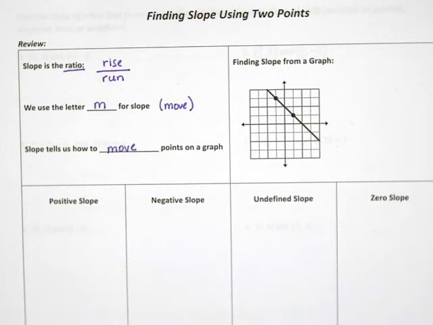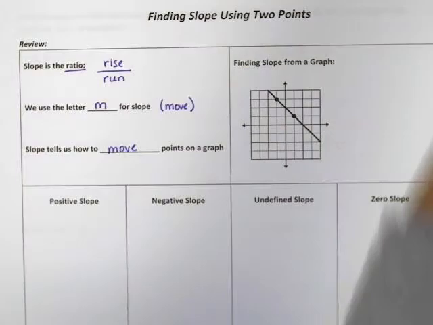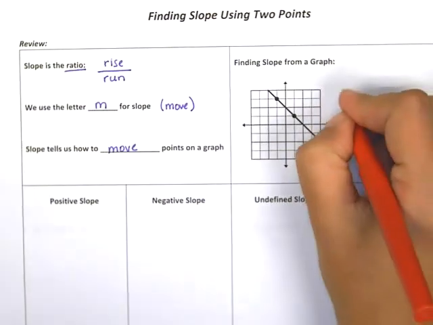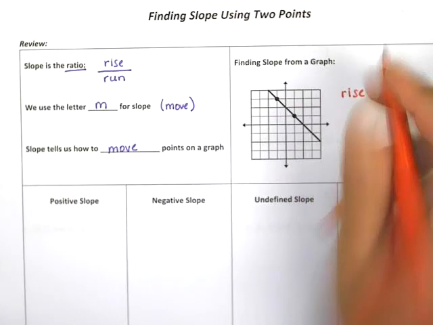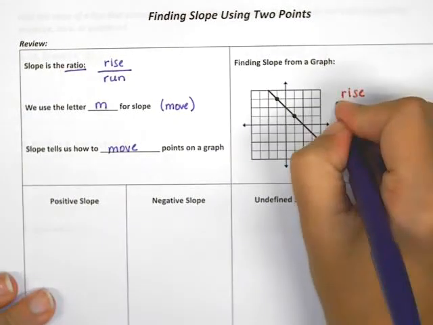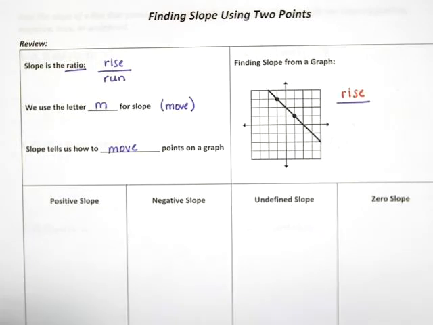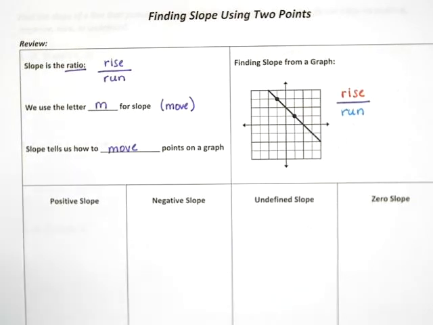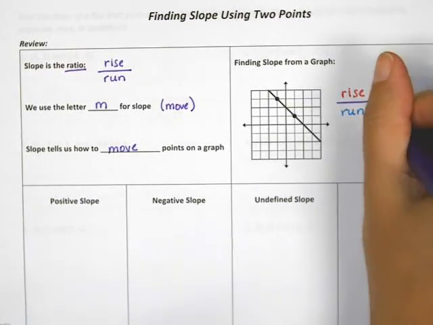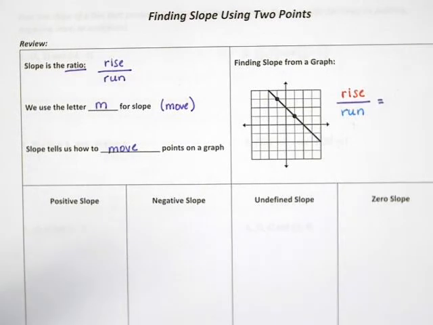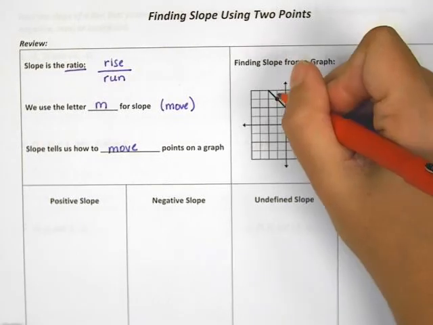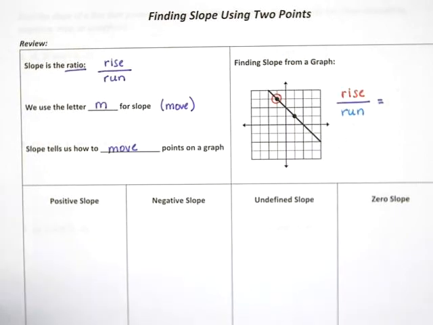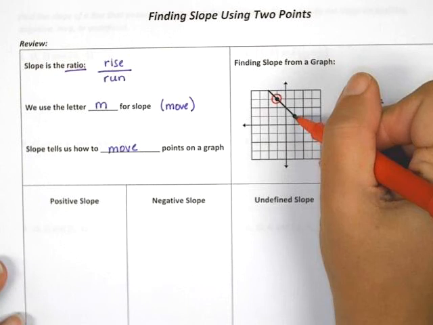Now, if we do have a graph, then when we find the slope, we know we're going to write the ratio of rise over run. Now we can choose either one of these points to start with. I'm going to choose to start with this point over here. Now from there, I need to figure out how to get to this point.